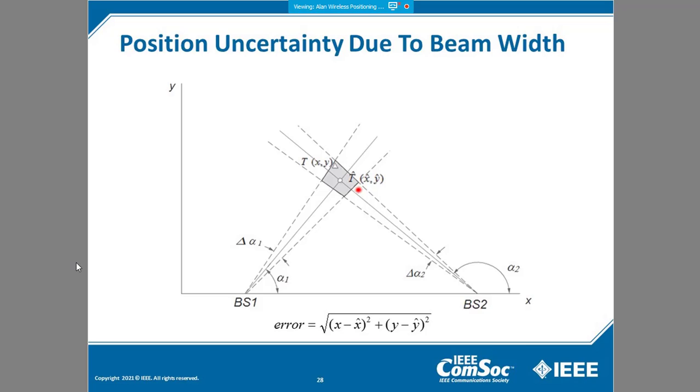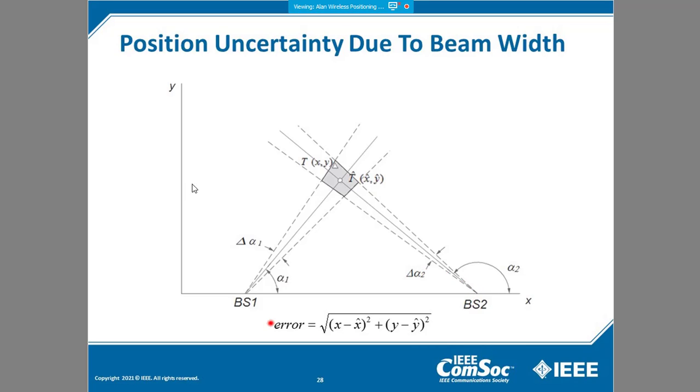The further away the target is, the larger this area will be, and the larger the uncertainty of the coordinates of the target. So this shows how the accuracy depends on the distance of the target from the stations, given a particular signal to noise ratio and the beam width of the antennas.